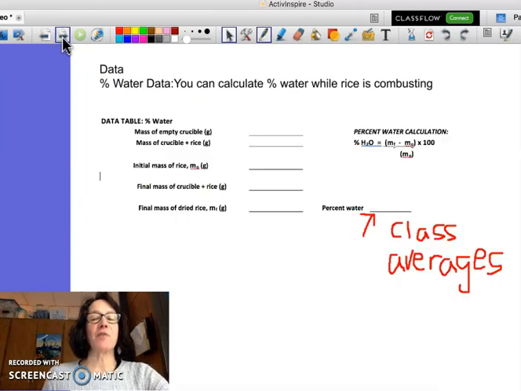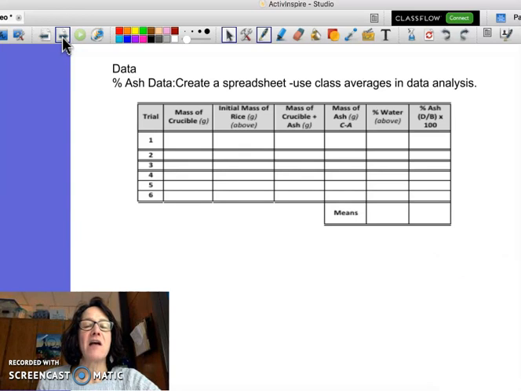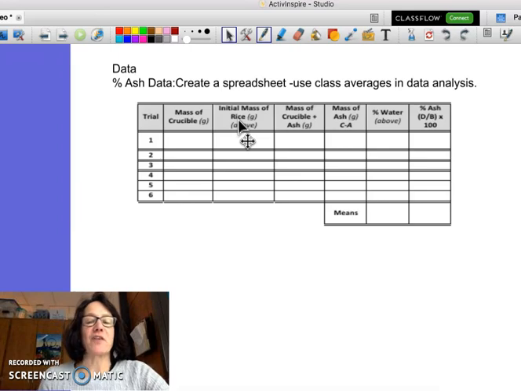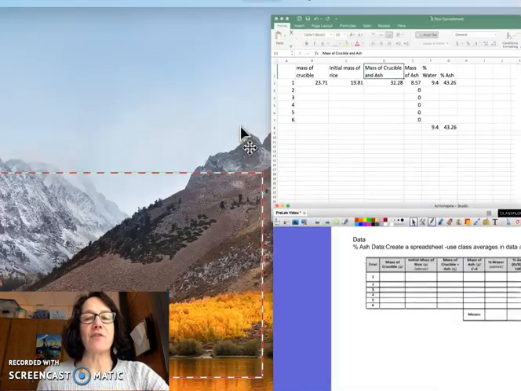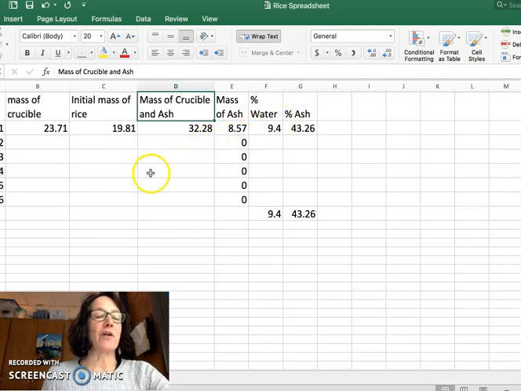That second data table, as we already looked at, is your percent water table, pretty straightforward. The third data table then is where we'll collect some class data to get the means or averages. All you're really going to need for this is to set up an Excel spreadsheet, and all of the data and the class averages will be calculated pretty easily for you. So I've put some sample data in here so you can see what it looks like.